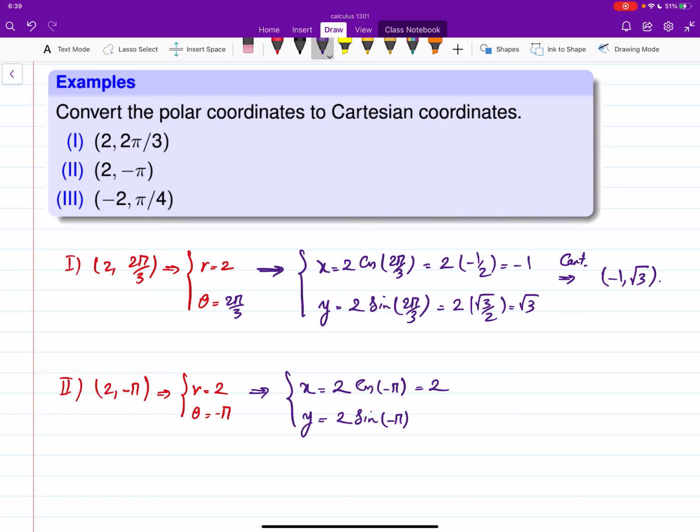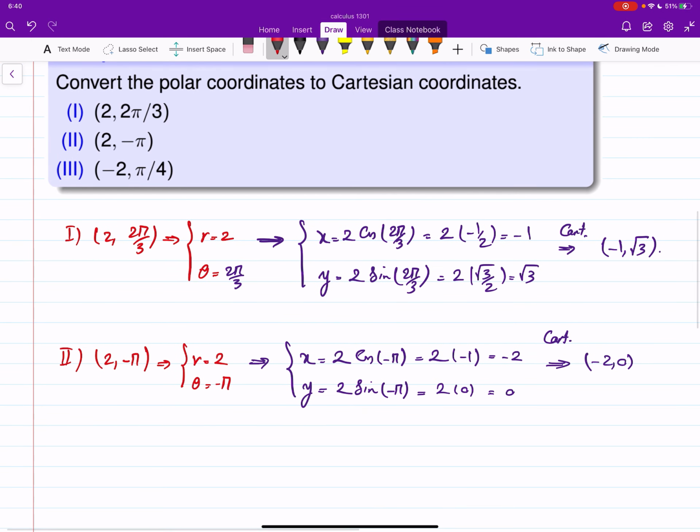Cosine of negative pi is negative 1. Sine of negative pi is 0. So we have the point, the Cartesian coordinate, negative 2 and 0.